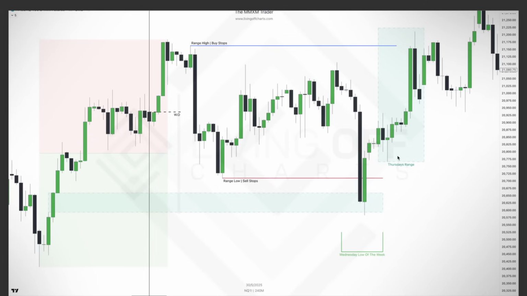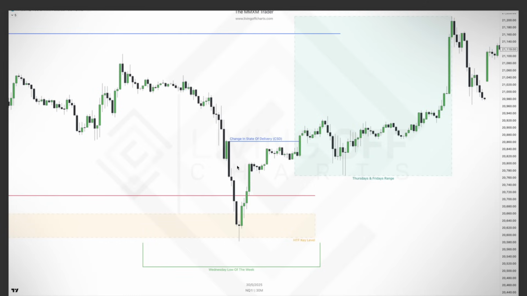So let's just remind ourselves here, this is what we're working with, the narrative here. Everything is in play here. And now we're looking for that change in the state of delivery, right? So when we're looking at a change in the state of delivery for the weekly low or high, what time frames are we looking at? We're looking at 4 hour, 1 hour, and 30 minutes, right? We don't want to go lower than the 30-minute chart.